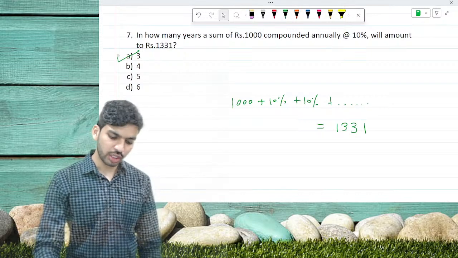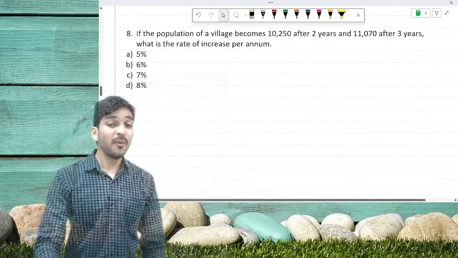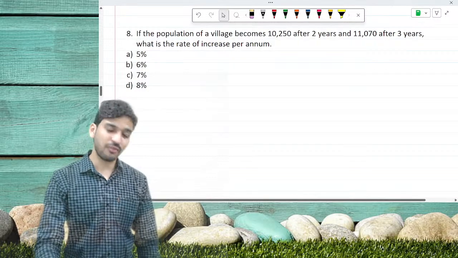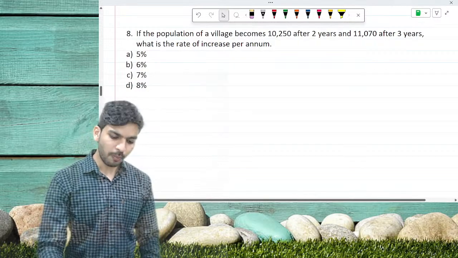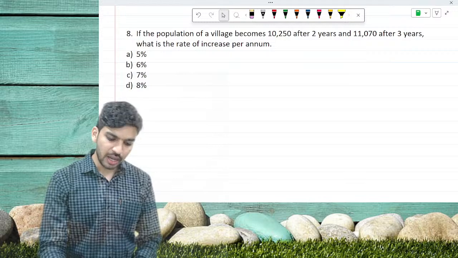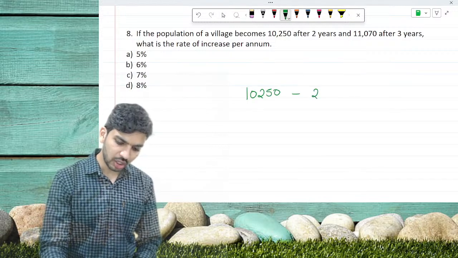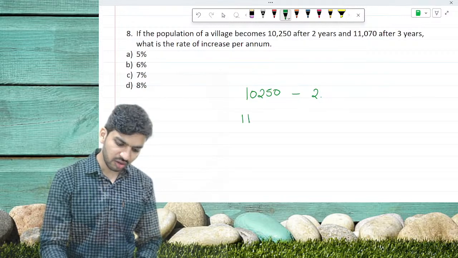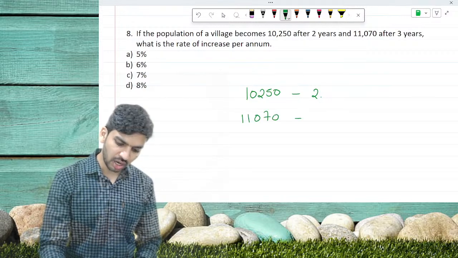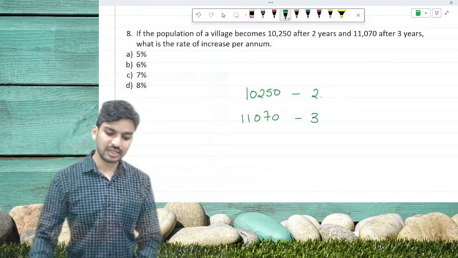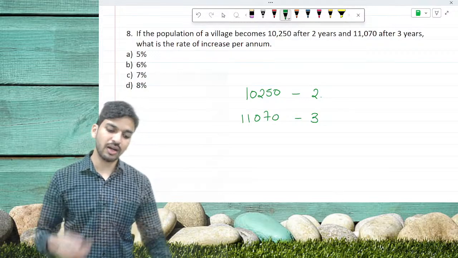Let's go for the next question, number 8. Question number 8. Population type number 4. So the population of a village becomes 10250 after 2 years and 11070 after 3 years. What is the rate of increase per annum?